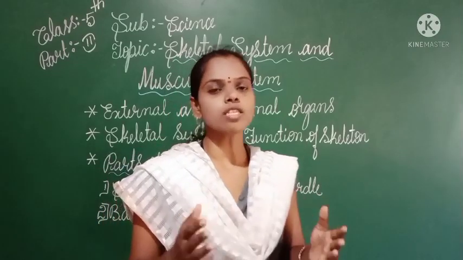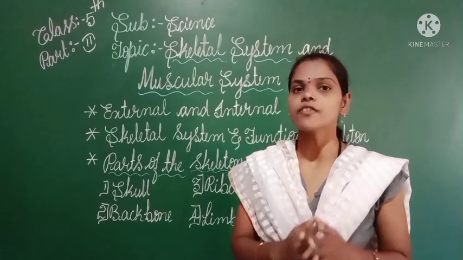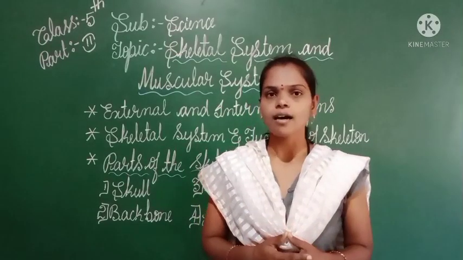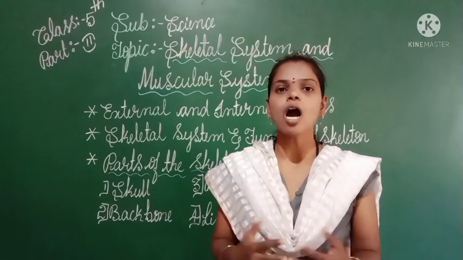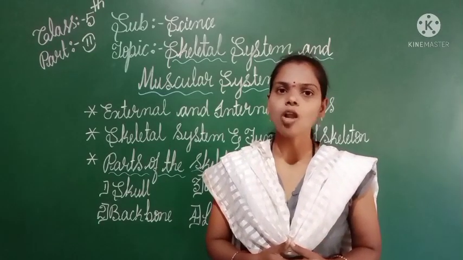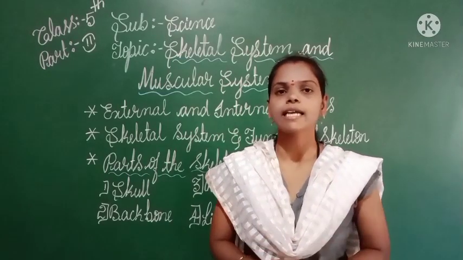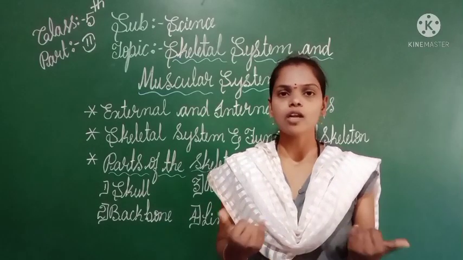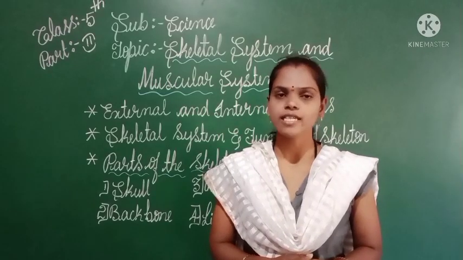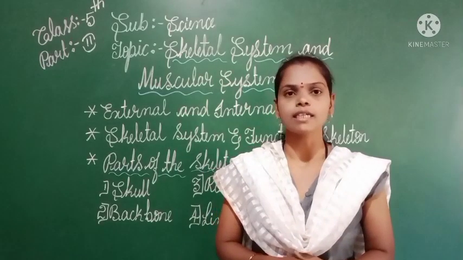Let us recall briefly. What is the first point? External and internal organs. The organs which are present on the outer parts of the body are known as external organs, such as eyes, nose, hands. Internal organs are the organs which are located inside our body, for example, lungs, brain, kidney. These are the internal organs.